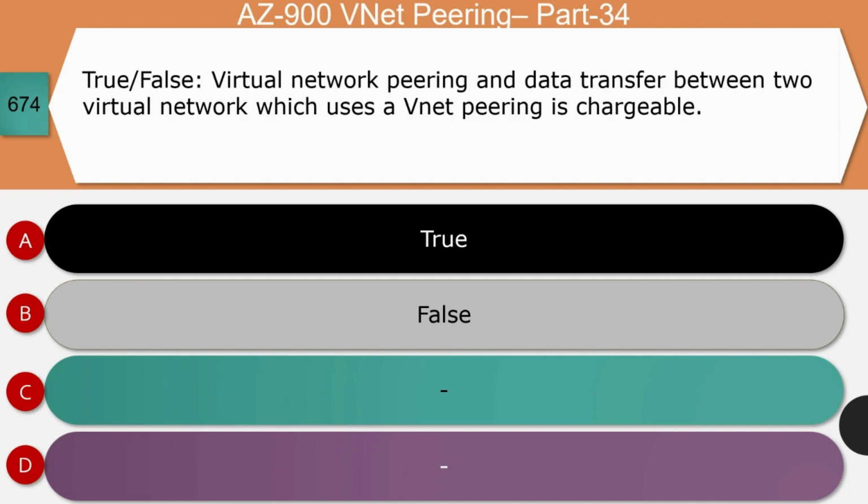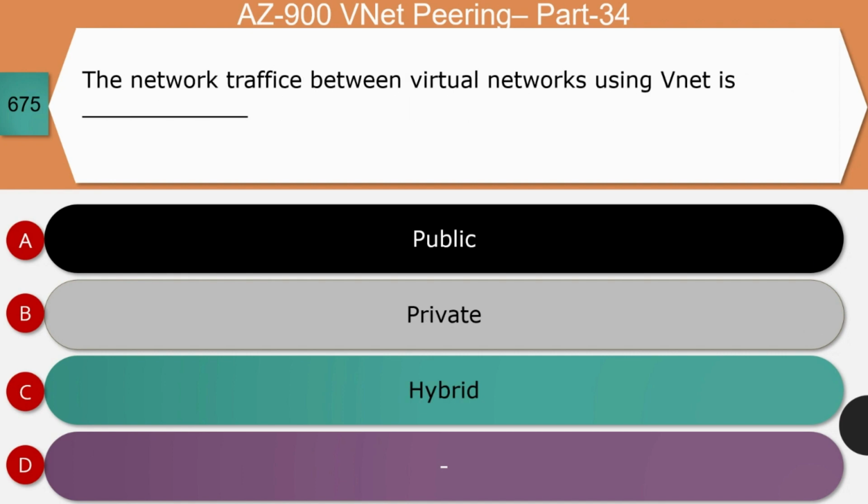Next question, true or false? Virtual network pairing and data transfer between two virtual networks which use VNet peering is chargeable to the customer. Is it true or false? The right answer for this question is true. There is a nominal charge for ingress or egress traffic that uses a virtual network peering connection. And so option A is the right answer.